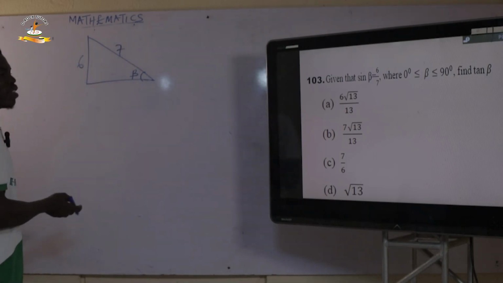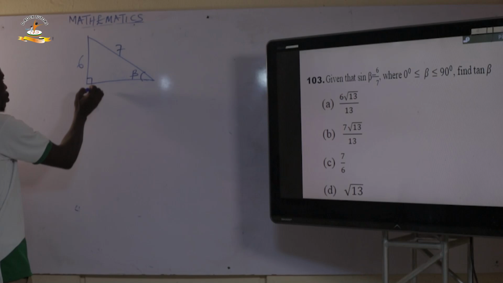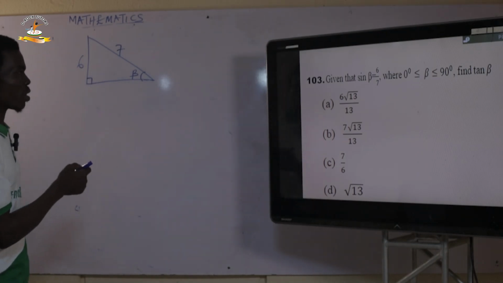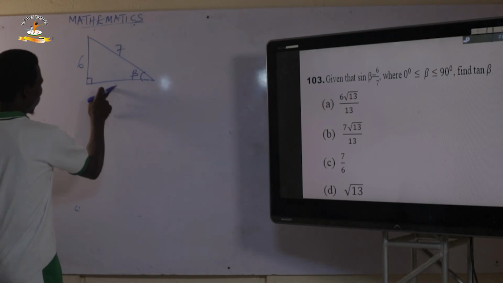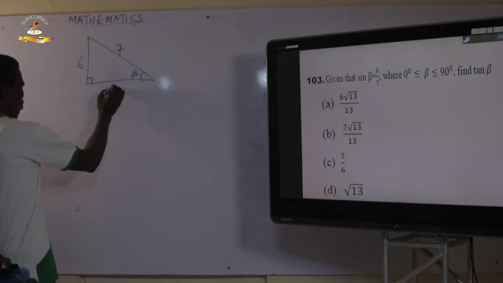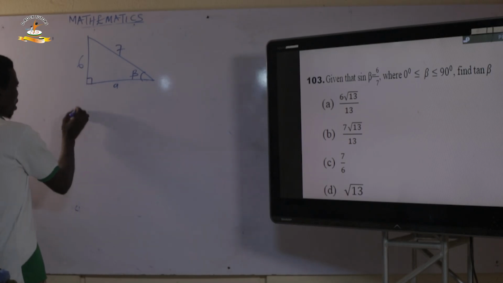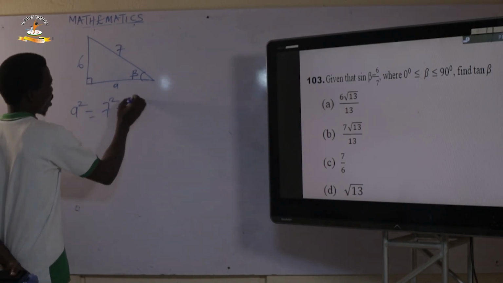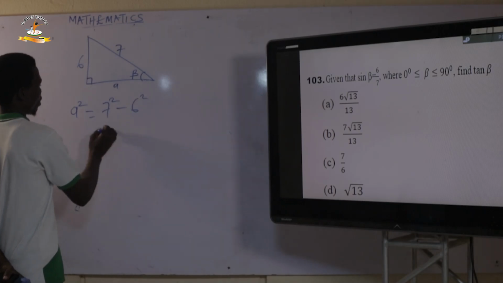So literally it's telling you that it's a right angle triangle with 6 as the opposite and 7 as the hypotenuse. Before we continue, we have to look for the adjacent. Don't forget, by Pythagoras theorem, let's call the adjacent A. A squared equals hypotenuse squared minus opposite squared, 6 squared. And this is what?